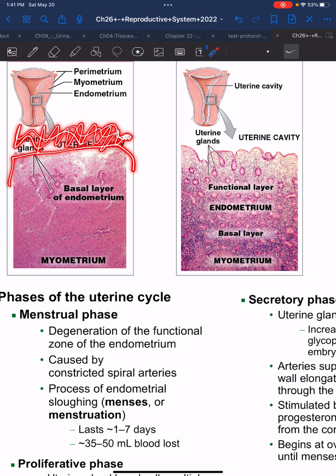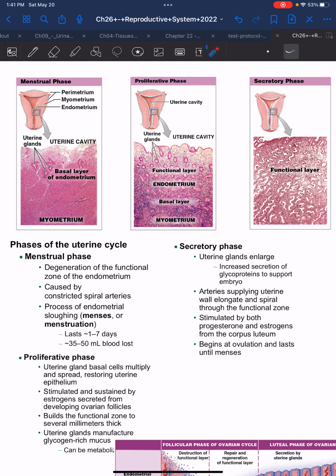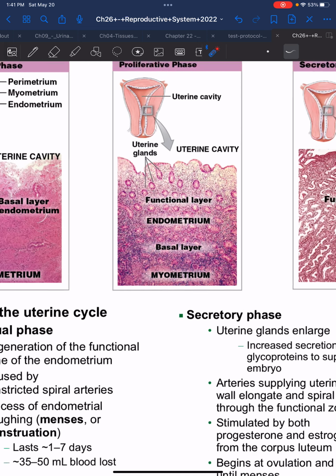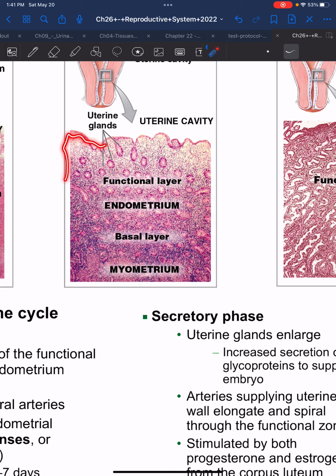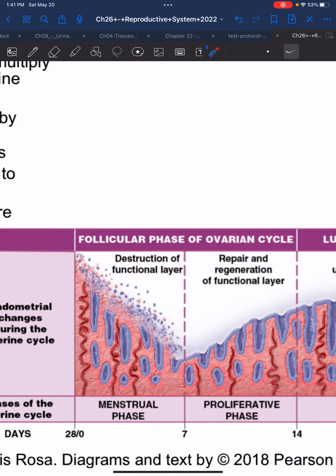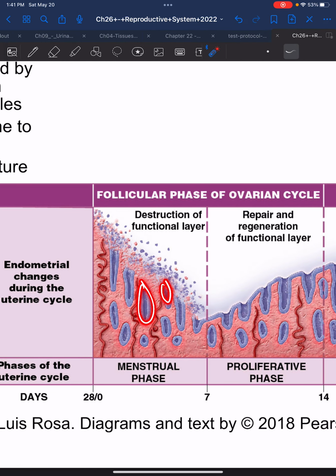And here is our functional layer. And you can see that during the menstrual phase, it is being destroyed. During the proliferative phase, it begins to become vascular again. Those blood vessels begin going into that functional layer. You can even see them sort of here. The glands are here to make this portion. Let me get a better image of this here. Here you're seeing the glands, right? These glands.